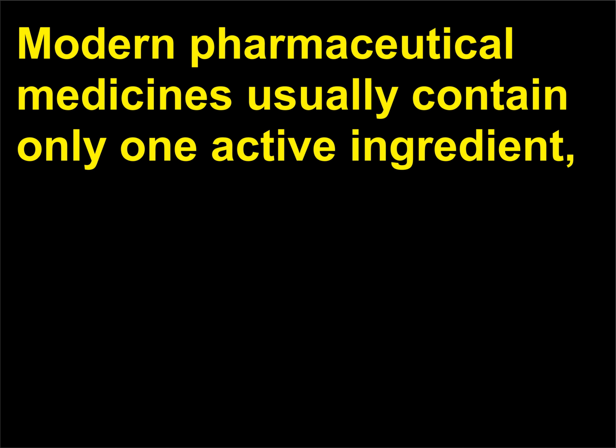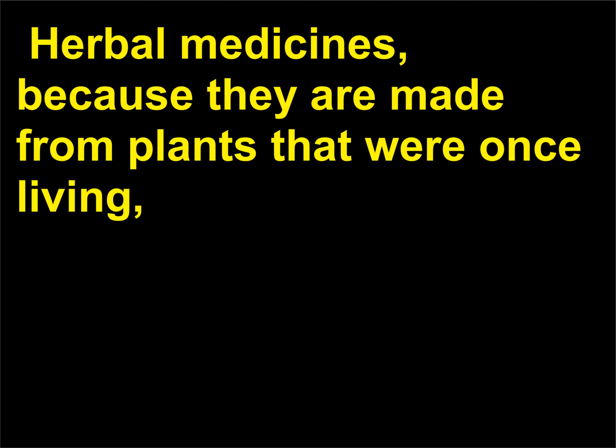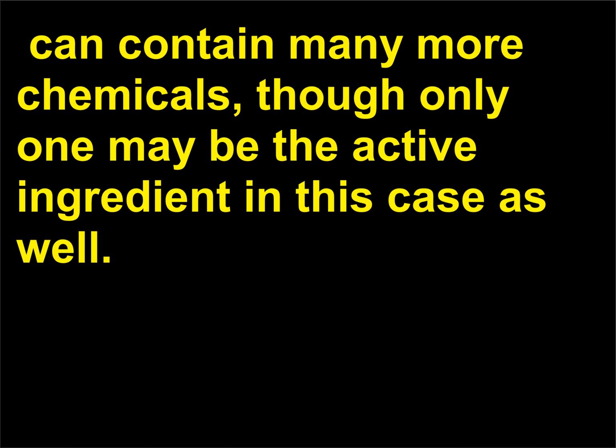Modern pharmaceutical medicines usually contain only one active ingredient, or a few at most. The rest of the ingredients in a pill are there to aid in its delivery in one way or another. Herbal medicines, because they are made from plants that were once living, can contain many more chemicals, though only one may be the active ingredient in this case as well.